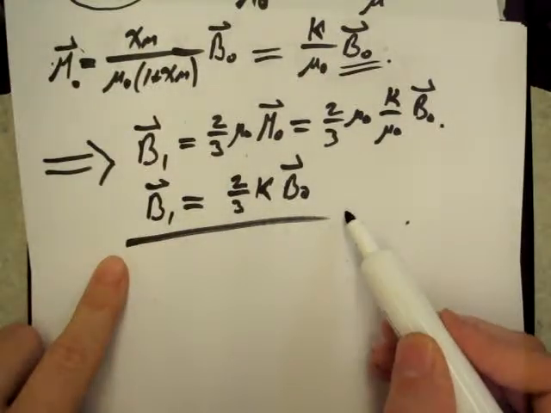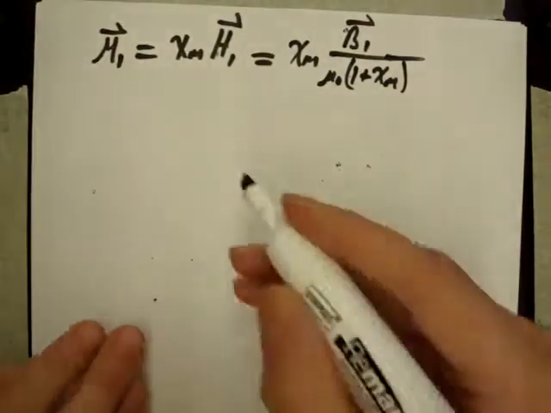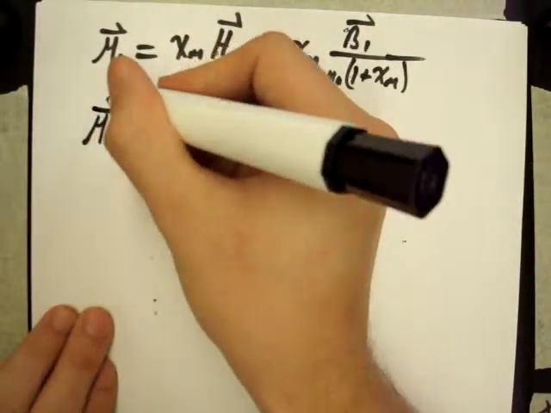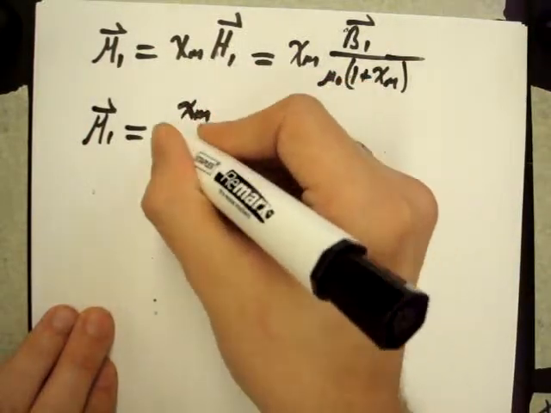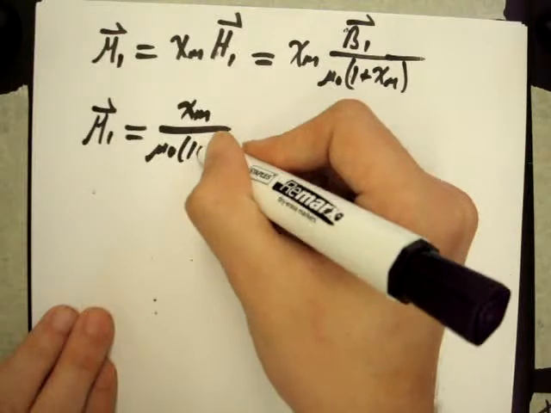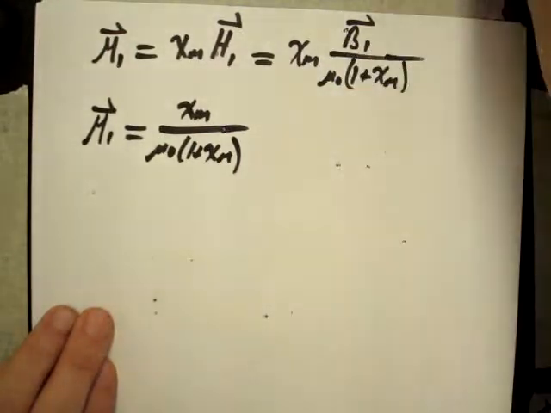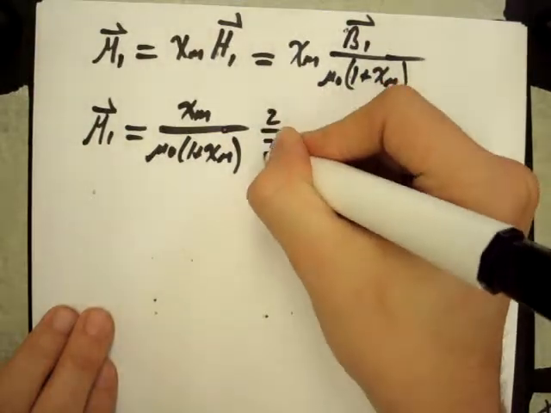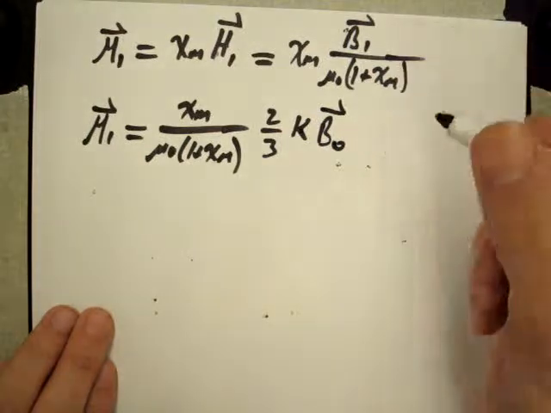However, again, we already know what B1 is. We might as well put it in terms of the original field while we're at it. So the second iteration magnetization is going to be chi_m over mu naught times 1 over 1 plus chi_m times B1, and B1 is 2/3 k B naught.